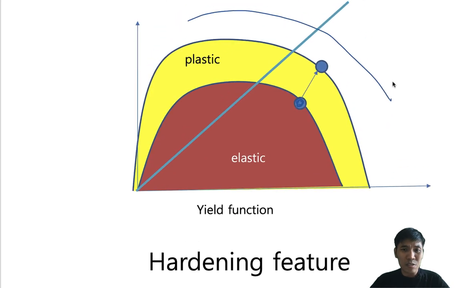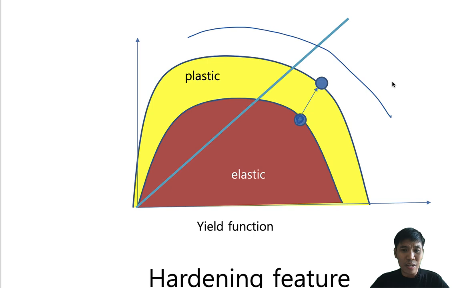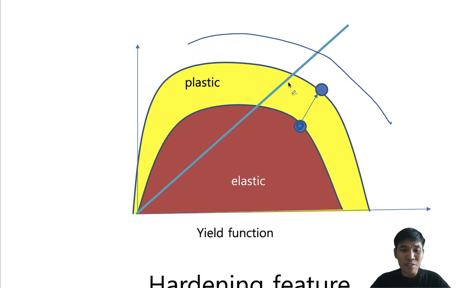With the hardening feature, the soil can not only harden, it can also soften. When it touches the yield function, you can provide some function here so the yield surface can be shrunk or shortened. This is called softening. This is how we can specify the yield function. No need to be so serious, it's really mathematics, it's really the equation. You can have your own model also if you would like.